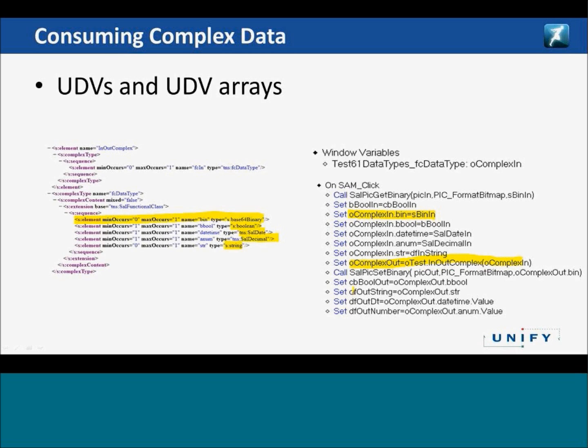And the same is true for UDV arrays. Before calling the web service, you would have multiple lines. You would set O complex in dot bin element 0 equals, and then element 1, and then element 2, and so on. And you can then pass and receive UDV arrays. And I will show you that in an example very soon.